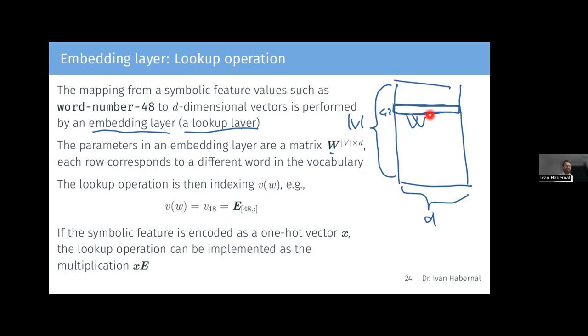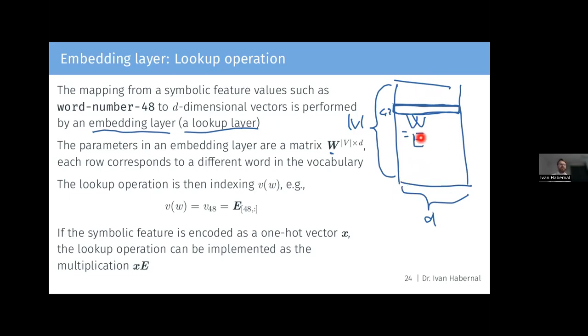I'm using this kind of slice by picking a row from this matrix. Everybody's fine with this notation, right? This is slicing in Python or in NumPy. I'm saying this row and all the columns, okay? And also, as we had before, if the symbolic feature is encoded as a one-hot vector, the lookup operation can be implemented as the multiplication X times E. Oh, sorry, this is not matrix W, it should be E. But anyway, W or E, it's the same thing, okay?